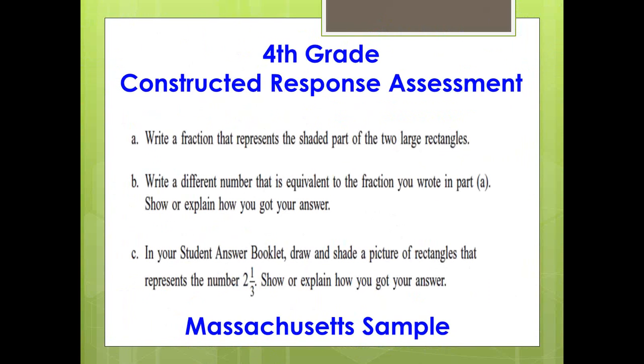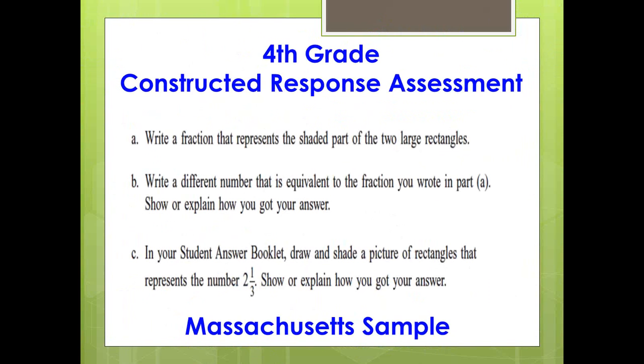Part A says write a fraction that represents the shaded part of the two large rectangles. Part B says write a different number that is equivalent to the fraction you wrote in Part A. Show or explain how you got your answer. And Part C says in your student answer book, draw and shade a picture of rectangles that represents the number 2 1/3. Show or explain how you got your answer.